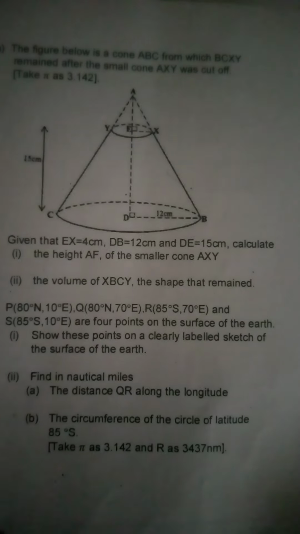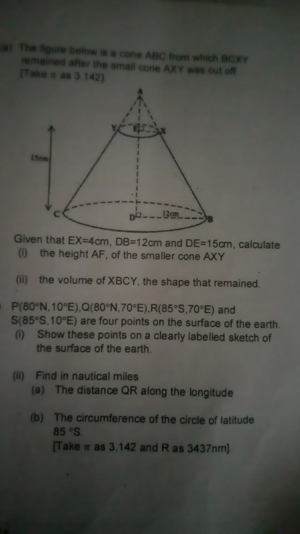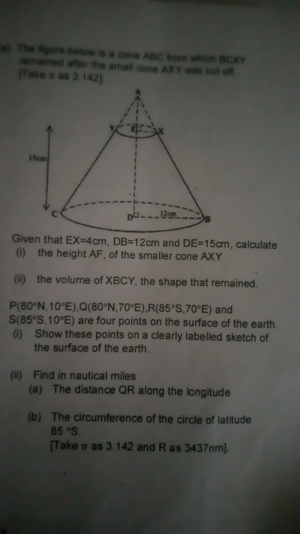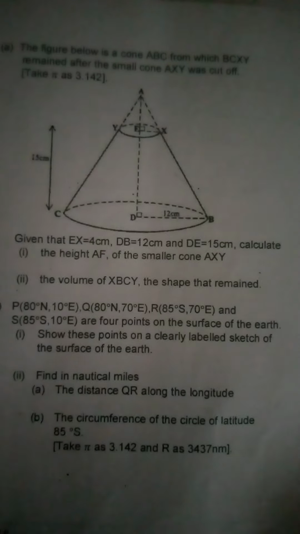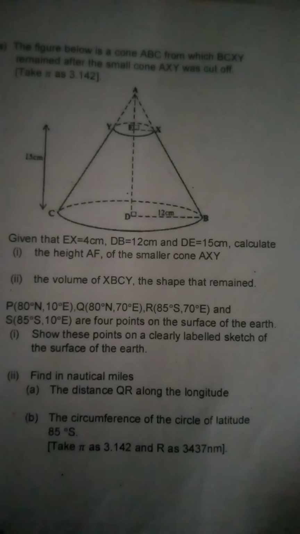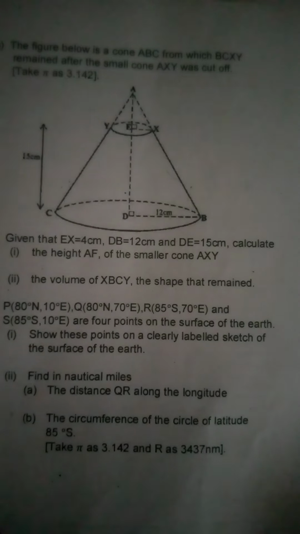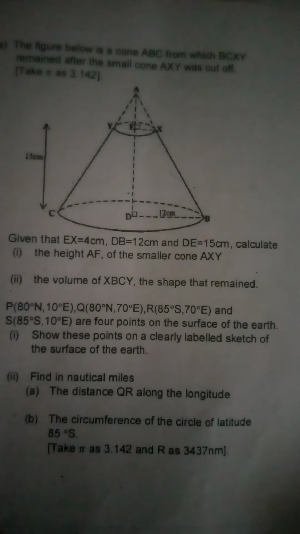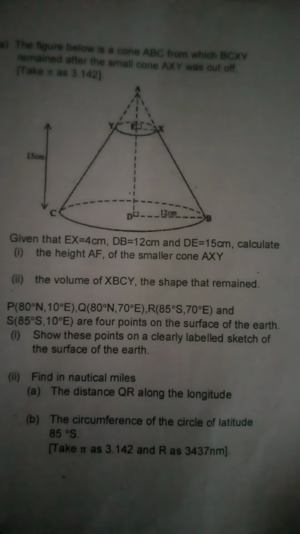The next question reads, the circumference of the circle of latitude 85 degrees south, while taking pi as 3.142 and radius as 3,437 nautical miles. Let me show you how to answer this last question.